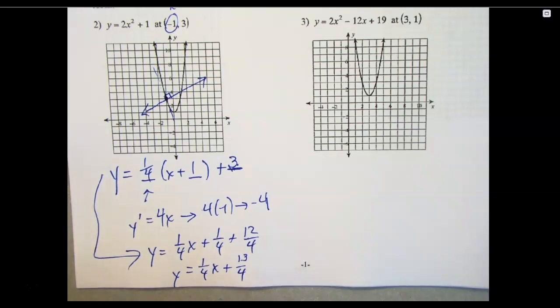Any other questions? Where'd you get this from? I don't understand what happened here. Is it always going to be x minus the x value? Yes. Well, unless it's a negative x value, that's plus. But that's the formula.